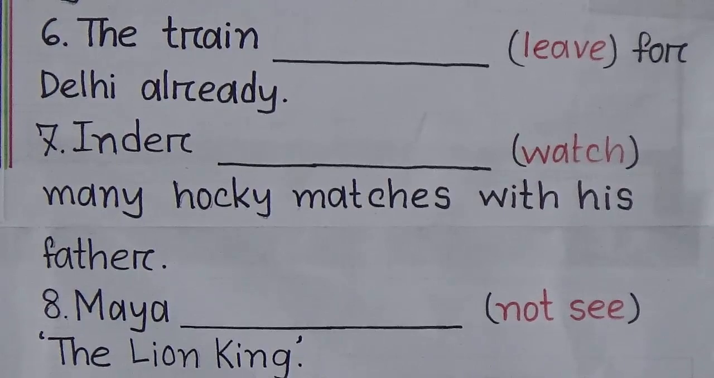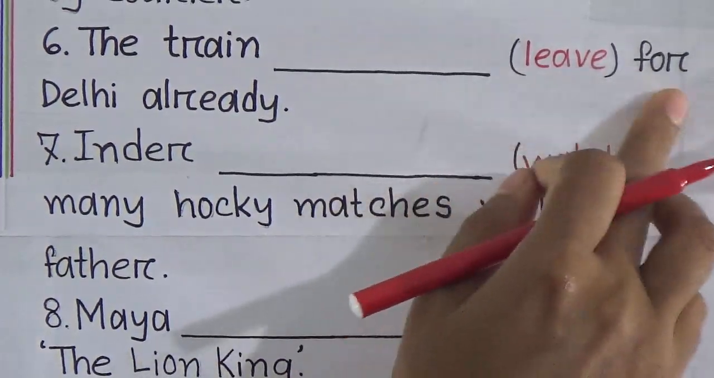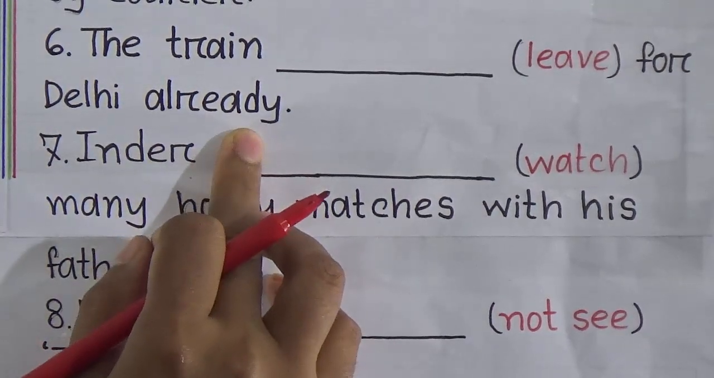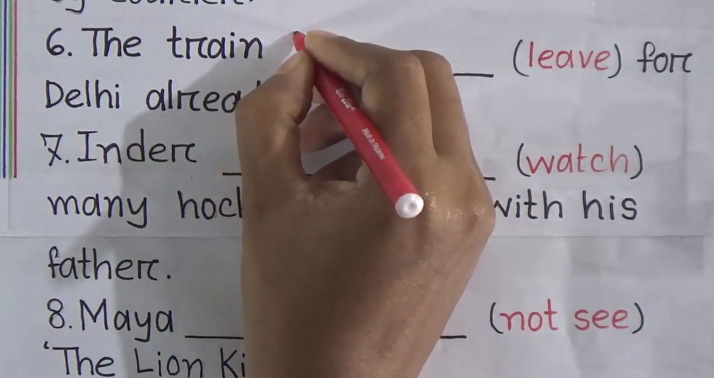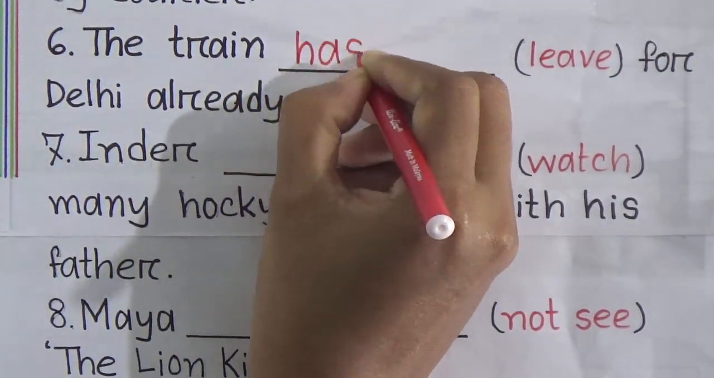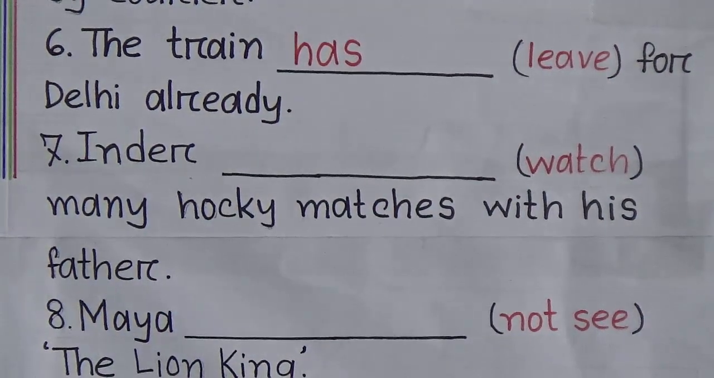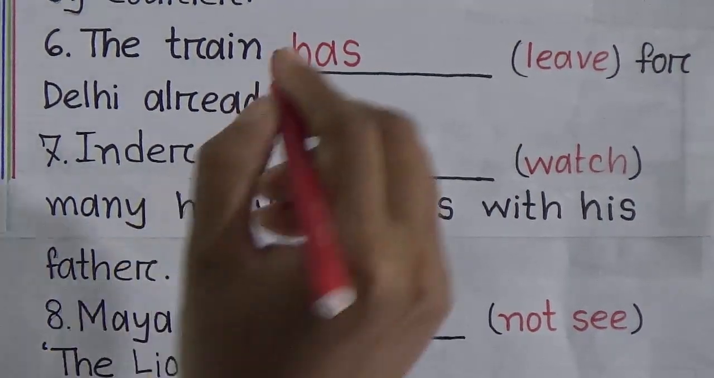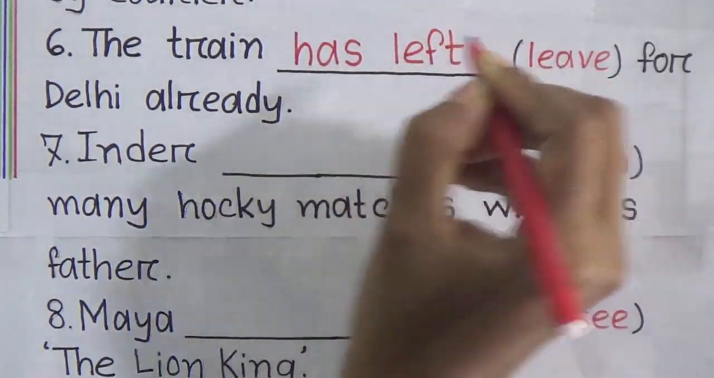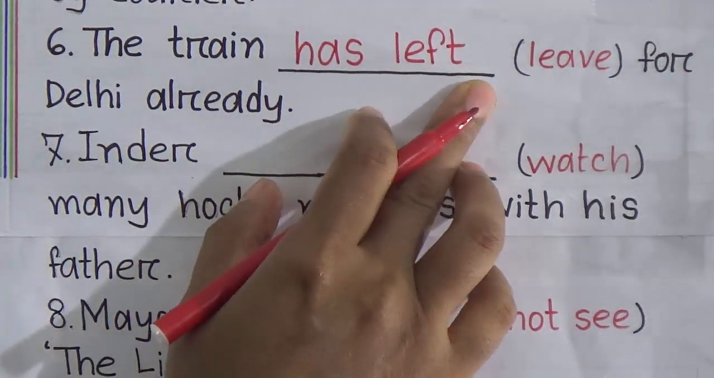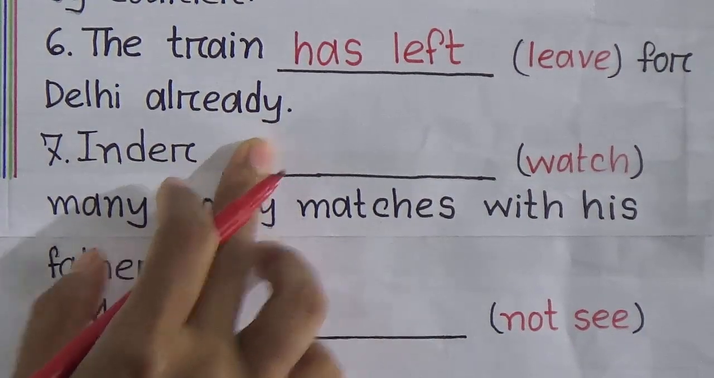Now number 6. The train dash in bracket leave for Delhi already. So the train is again singular subject, so again we have to write has. The train has, and now come to the word leave. The past participle form of the verb leave is left. L-E-F-T, left. The train has left for Delhi already.